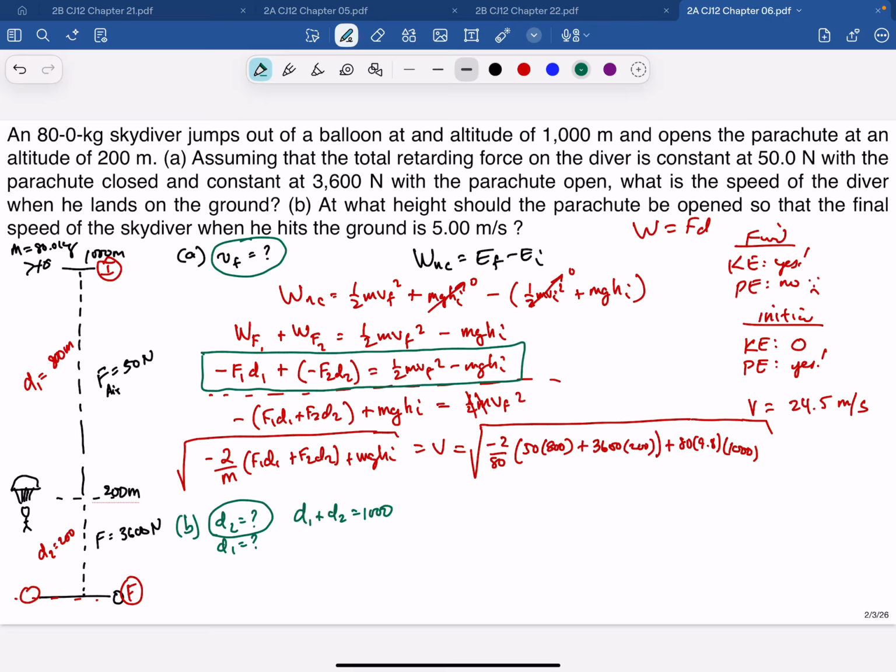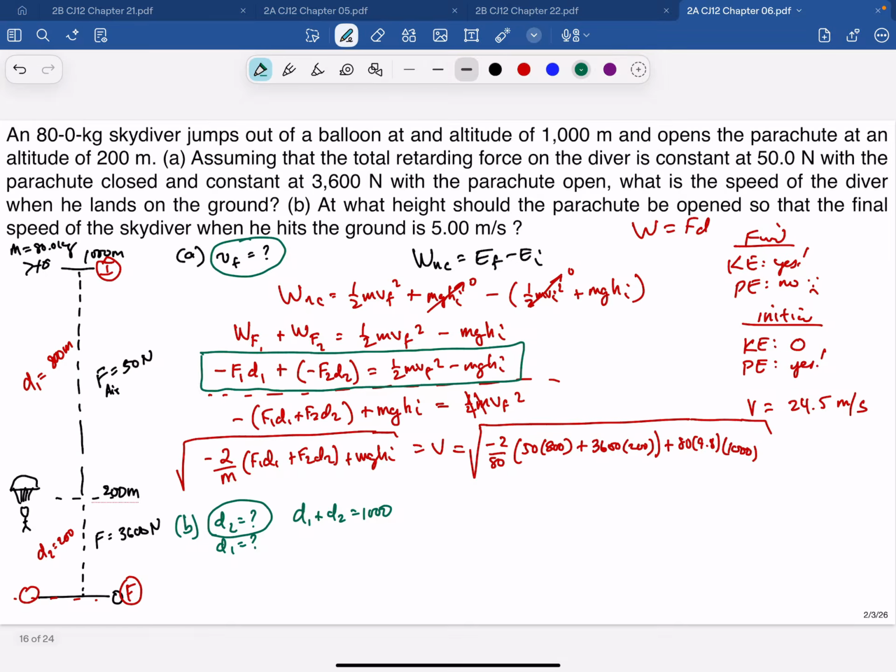It wasn't from kinematics. It wasn't from Newton's laws, right? It wasn't from some other toolbox. It's just a statement of, well, we know what they add up to. We don't know what they are, but we know that they add up to 1,000. With that in place, we can solve for D1.